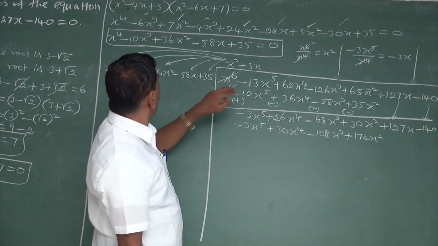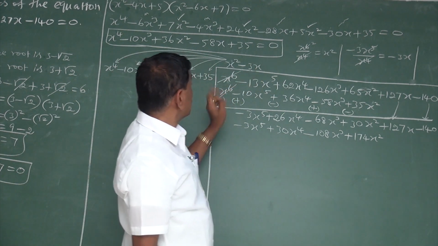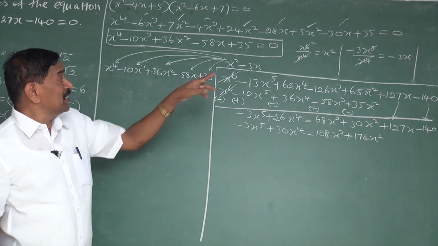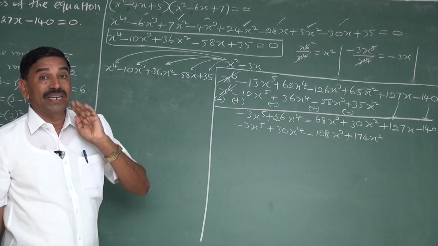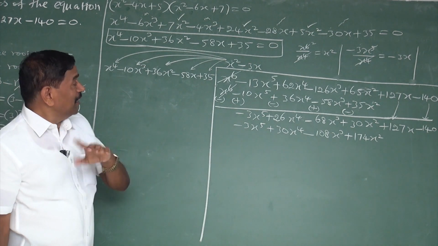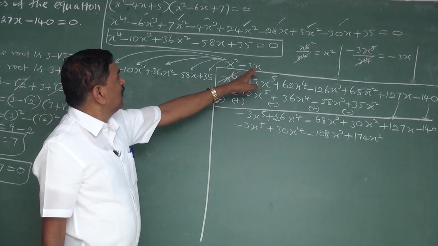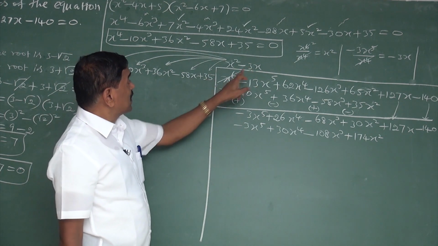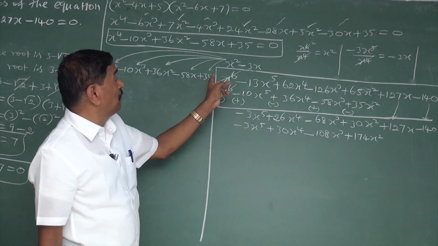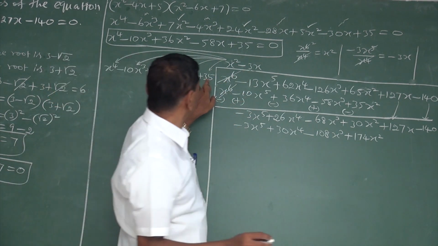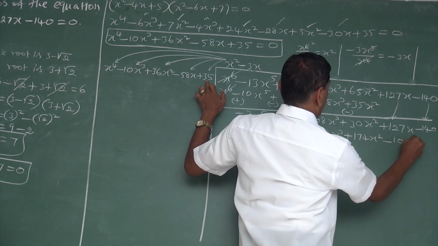Okay. Next last one, minus 3x into 35. What is your answer? Good. Your answer is correct. Here minus into plus minus, and 3 into 35. 3 into 30 is equal to 90, 3 5s are 15, so 105. Yes, your answer is correct. Very good. That is minus 105x.